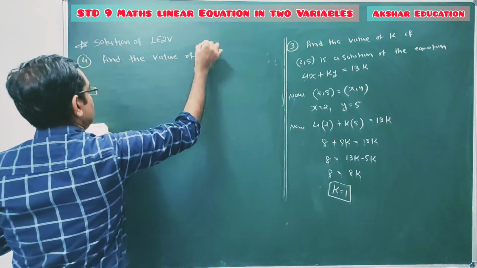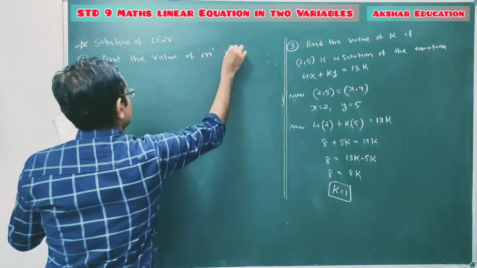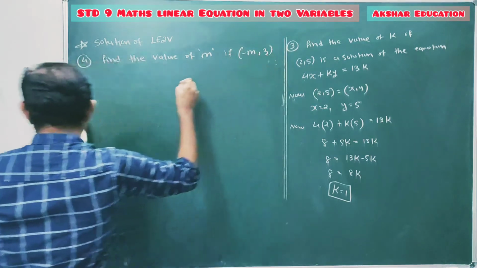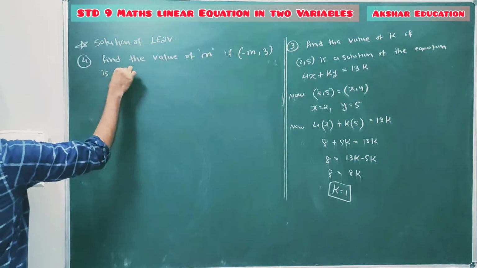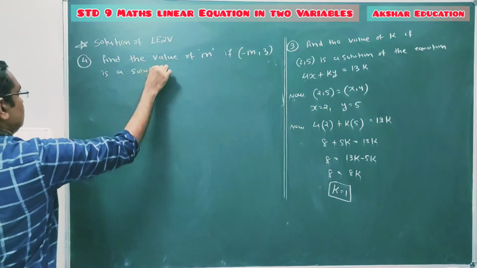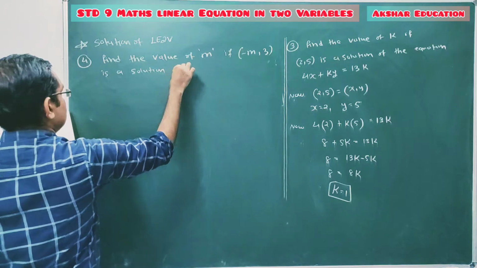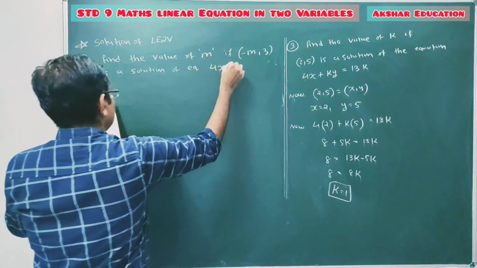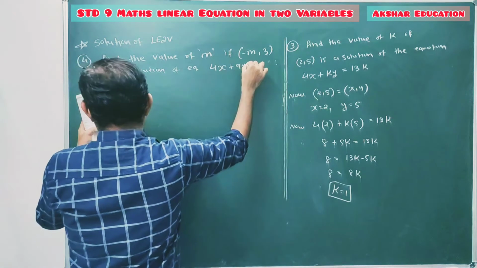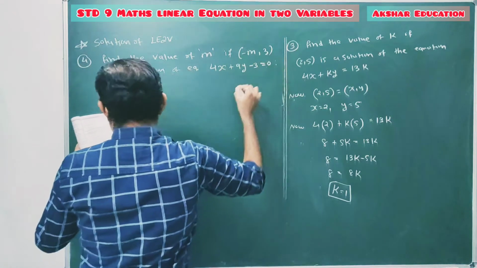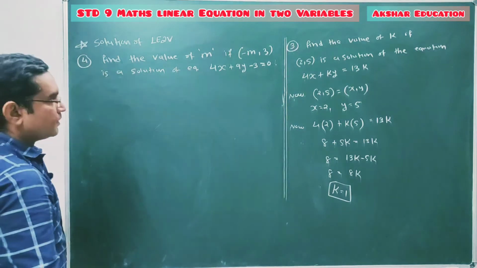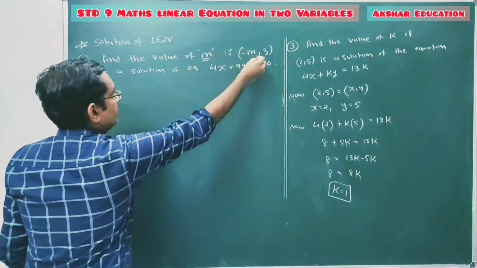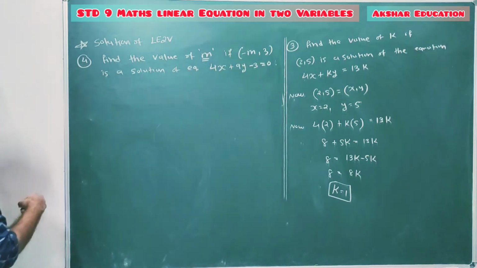M is unknown. Find the value of m if (minus m, 3) is a solution of the equation 4x plus 9y minus 3 equal to 0. Clear, students? So this is the given question. Find the value of m. (Minus m, 3) is the solution of the given equation.